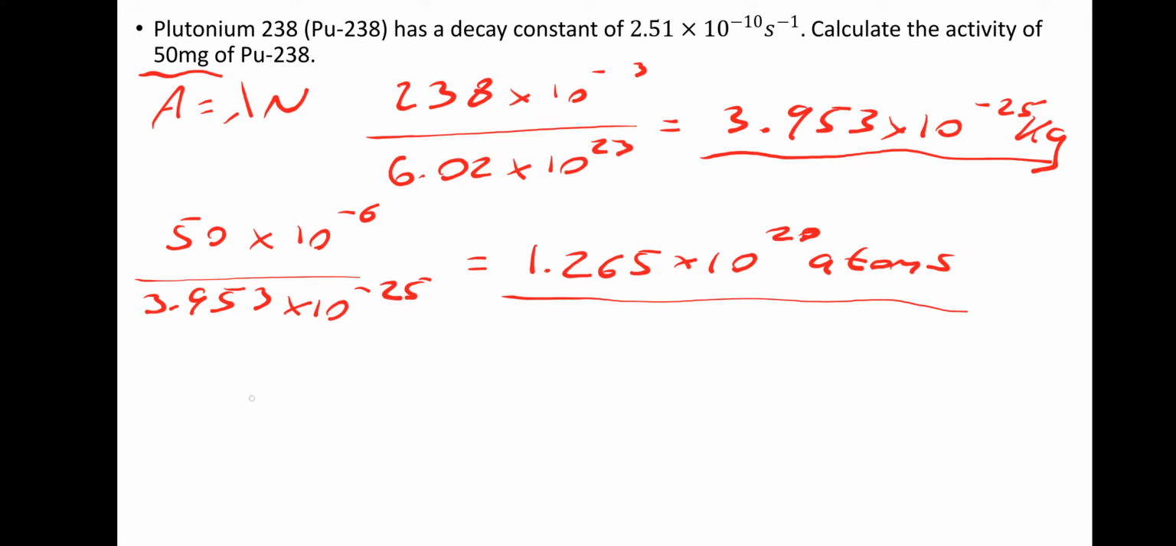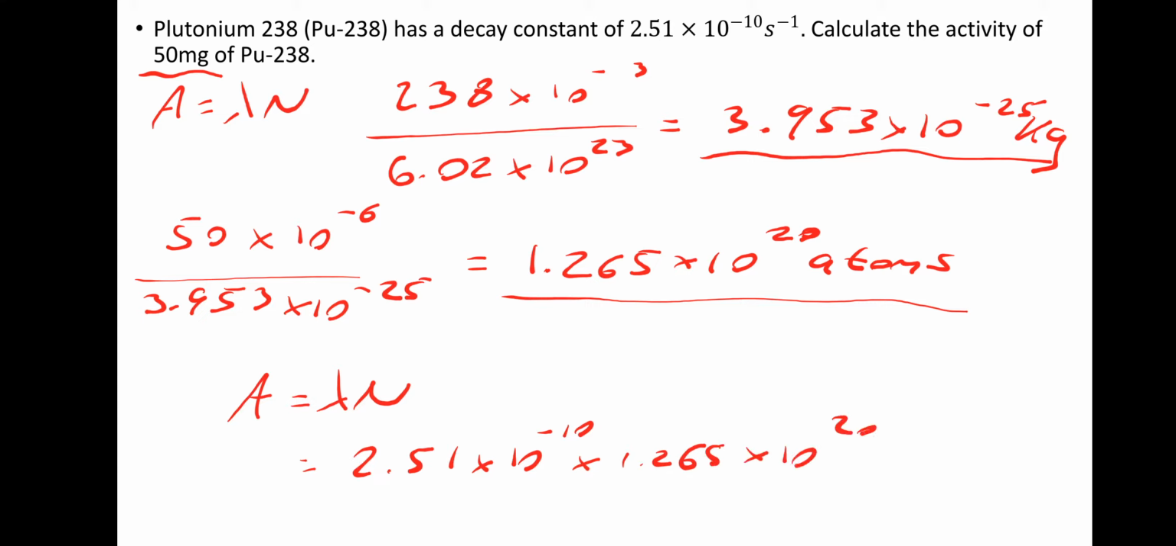Then we can just do activity is lambda N. So lambda is given at the top, so it's 2.51 times 10 to the minus 10, multiplied by the number of atoms, the 1.265 times 10 to the power 20, which gives an activity of 3.2 times 10 to the power of 10 becquerel, Bq.